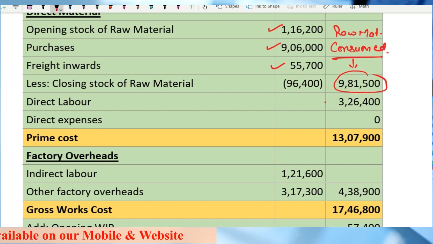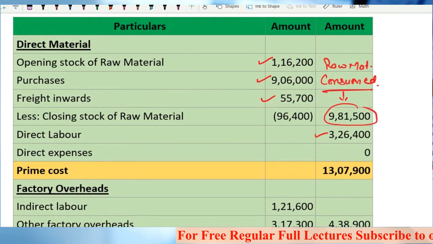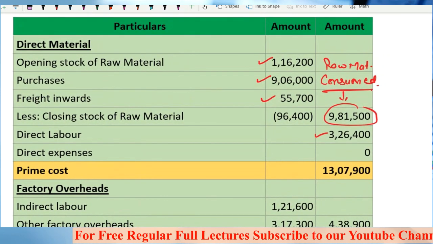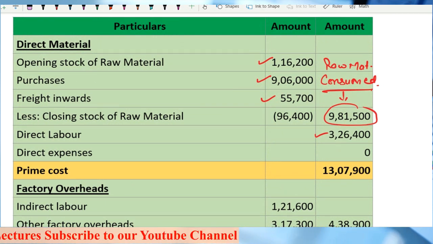Direct labor is given to you, no issues. Direct expenses are not there, so we have taken 0. So prime cost is 13,07,900. Any issues up till this point? I don't think there will be an issue if you are clear with the calculation of raw material consumed. It is easy. Opening stock plus purchases minus closing stock, and freight inwards will form part of purchases, right?